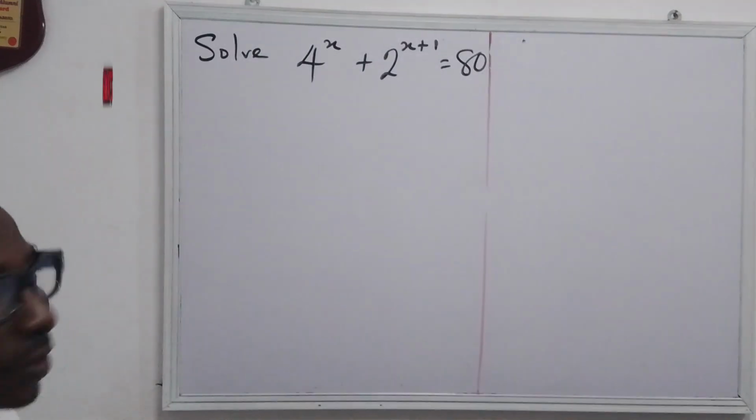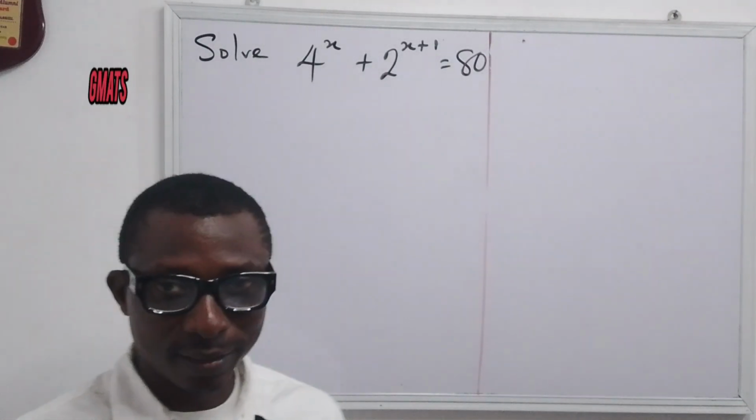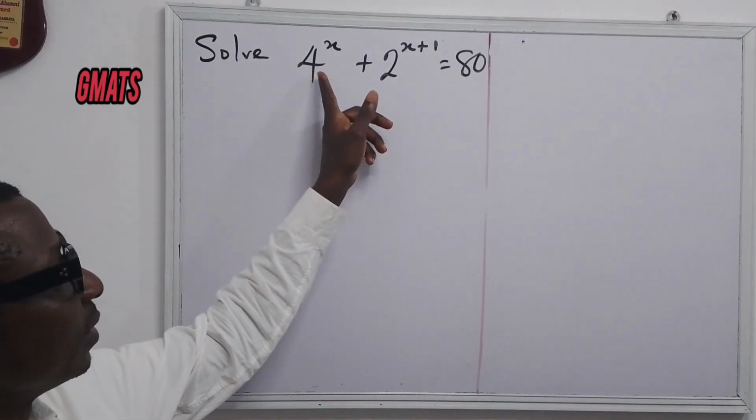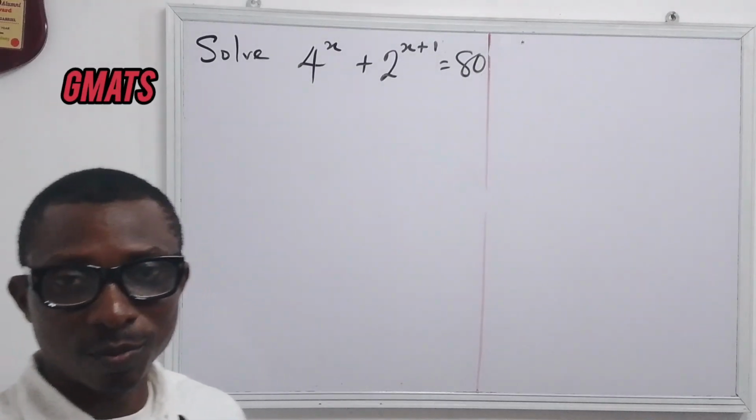Now let's look at this problem. Solve 4 raised to the power of x plus 2 raised to the power of x plus 1 equals 80. Now what's the first thing to do? We are going to express this 4 in index form. The index form of 4 is 2 raised to the power of 2.